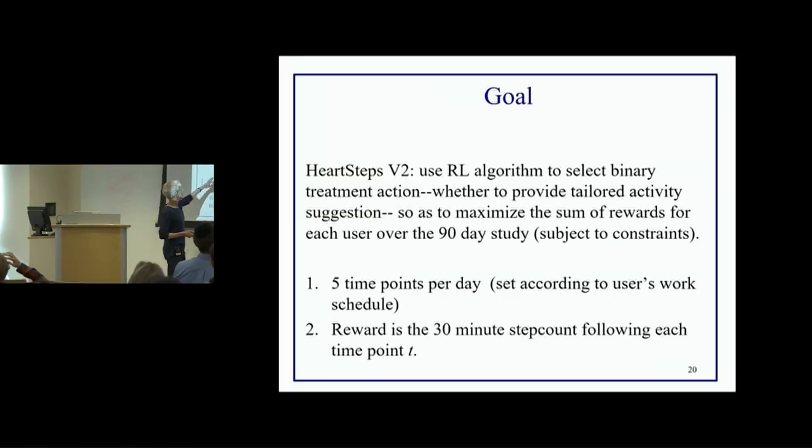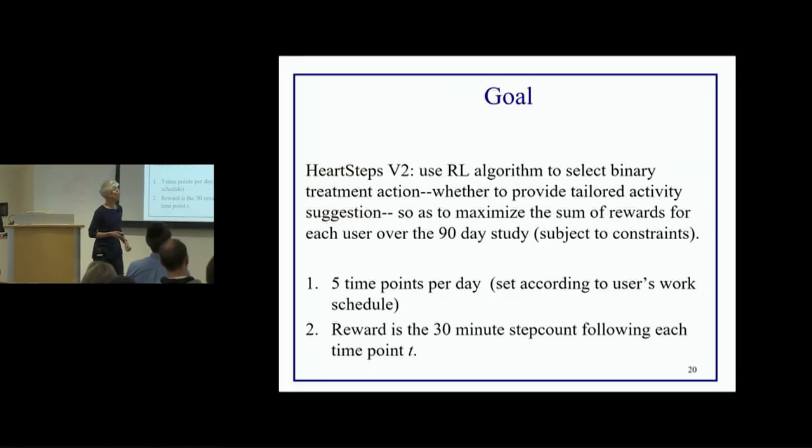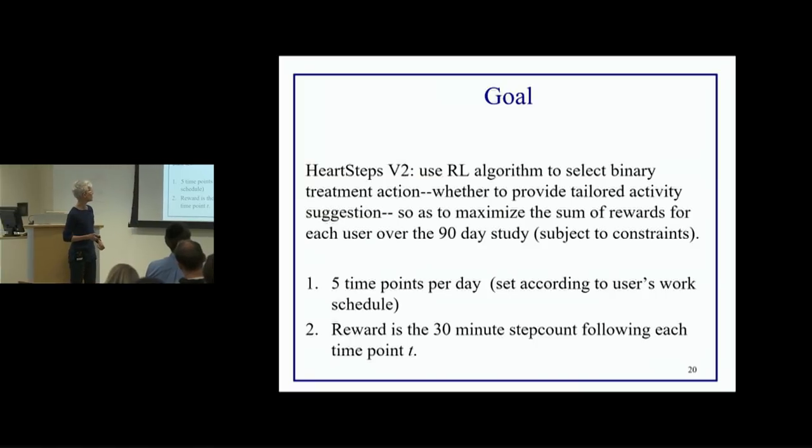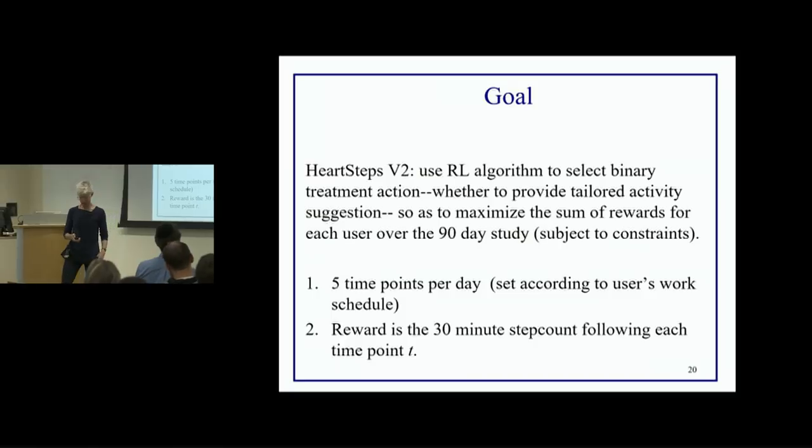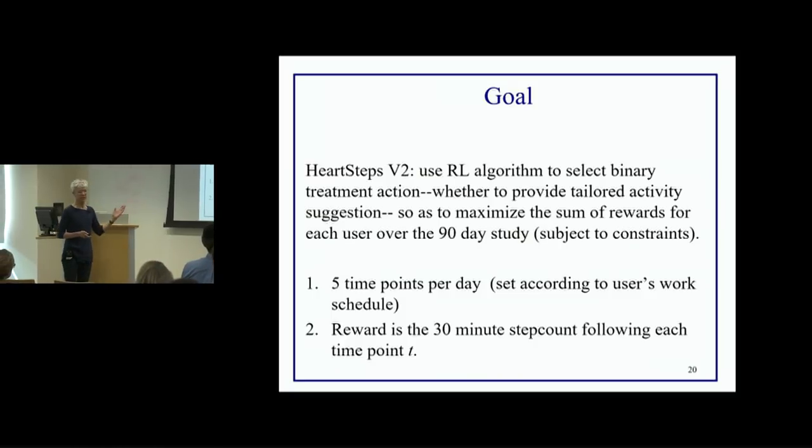So suppose we say we want to maximize the sum of rewards over, now this is a 3-month study, not a 2-month, not a 42-day study. 4 time points per day, set according to the user's work schedule. These are all people who have hypertension, and the goal is to help them be active so they don't end up on drugs. That's the objective. And the reward is the 30-minute step count for this particular factor, intervention component.